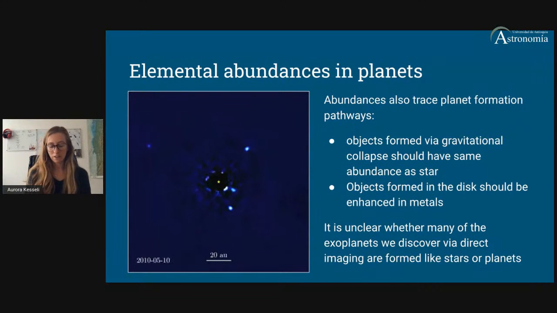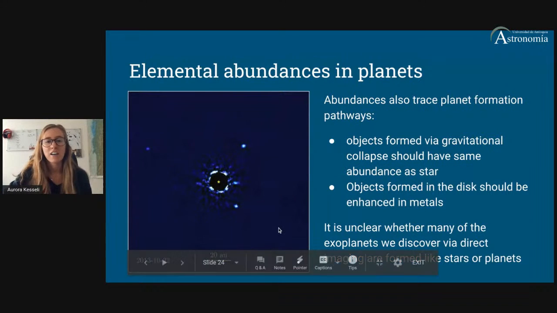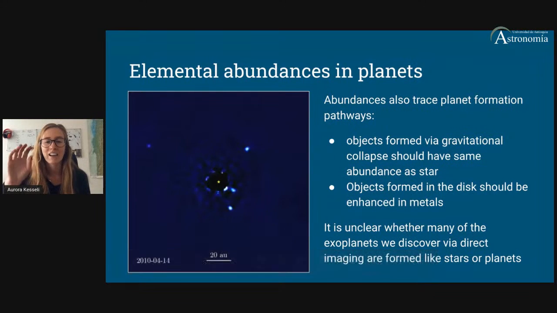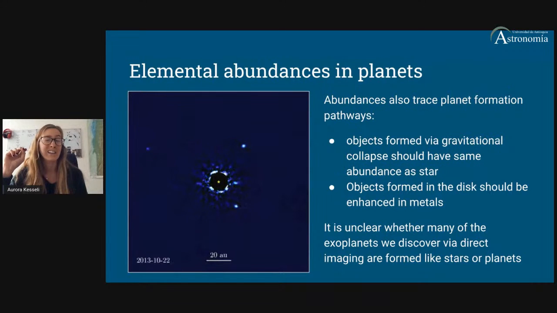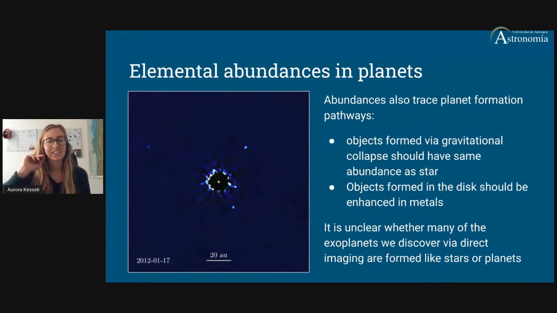So an example of this is for directly imaged planets. So here's a nice, this is such a cool GIF, but we can actually see planets around HR 8799 moving in time. So these planets are directly imaged. And a lot of the planets that are directly imaged, in order to actually see them, have to be pretty massive and pretty bright. So they're kind of on the edge of what we call brown dwarfs and planets.